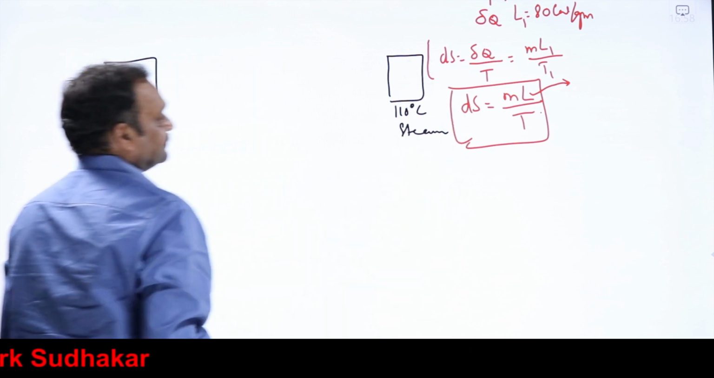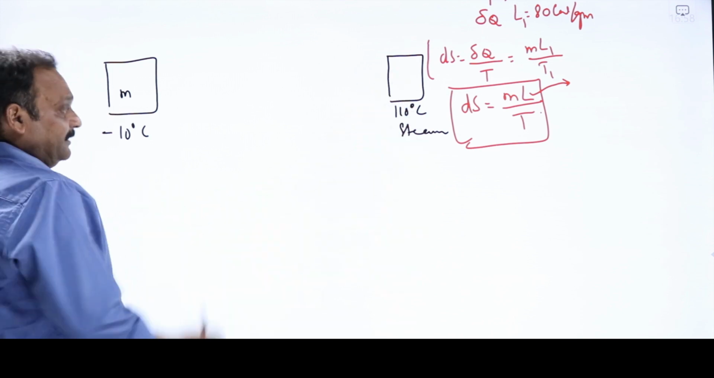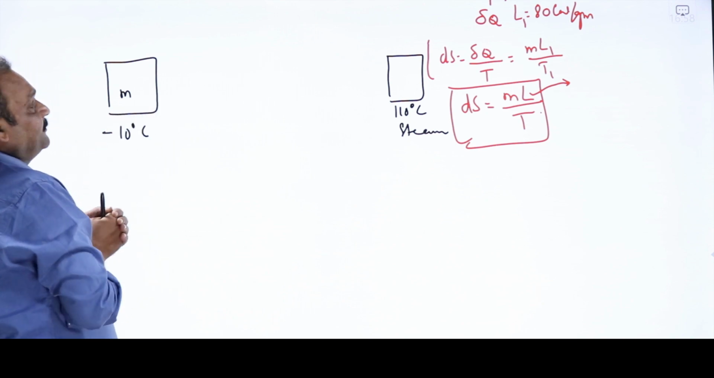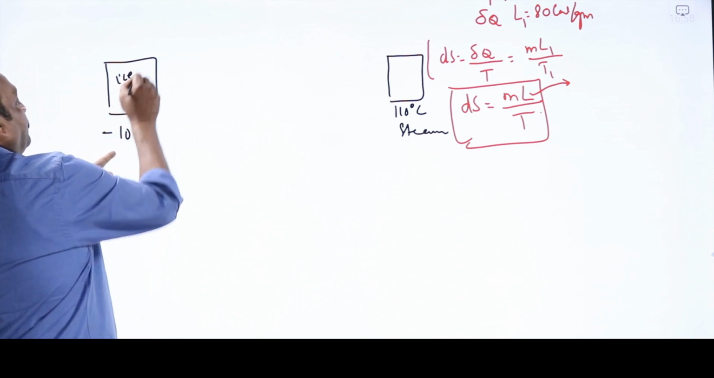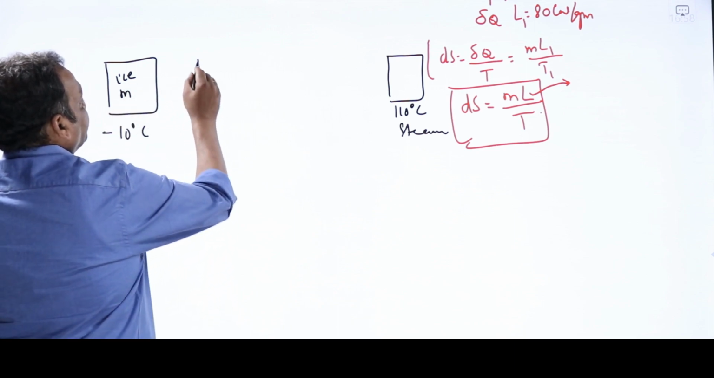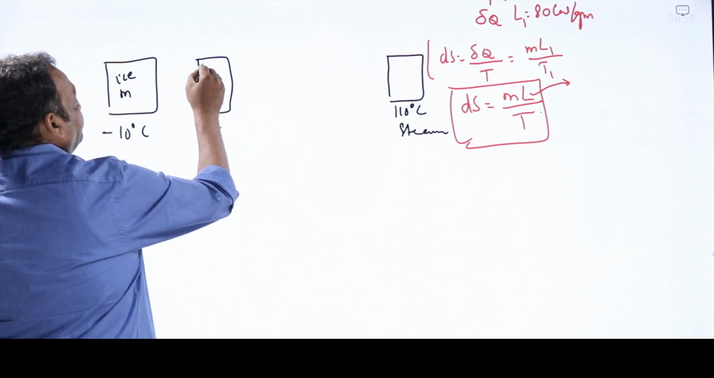Steam at 110 degrees Celsius. What is the total change in entropy in this phase change, in this transformation? Now, how many processes are involved? First of all, we have to heat ice from minus 10 degrees Celsius to 0 degrees Celsius. That is, heating a substance. Ice only will get to 0 degrees Celsius.